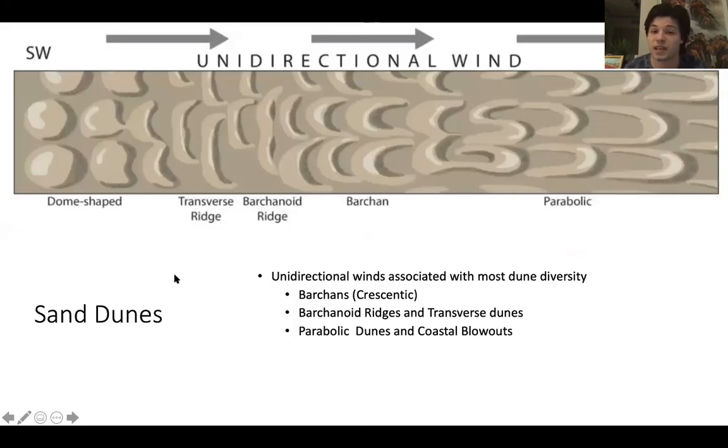In terms of types of sand dunes, unidirectional winds are associated with the most dune diversity. You can see some examples of unidirectional winds up here, and some of those include barchans or crescentic, barchanoid ridges and transverse dunes, parabolic dunes, and coastal blowouts. And you'll see some examples of these as you do the lab.